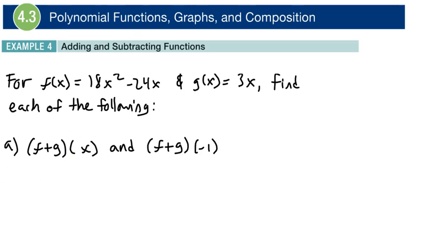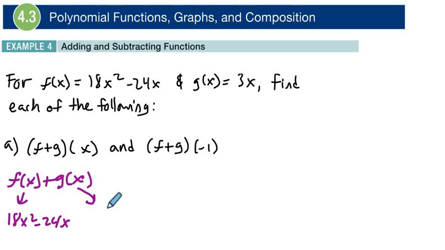So let's try this here. I always rewrite this as f of x plus g of x, okay? I just like this notation better because this tells me I have to write down what is f of x. F of x is this guy. It is 18x squared minus 24x. That's what f of x is. Well, what is g of x? Well, g of x is plus 3x. Okay, so this represents f of x. That's what I represented right here. And this represents g of x.